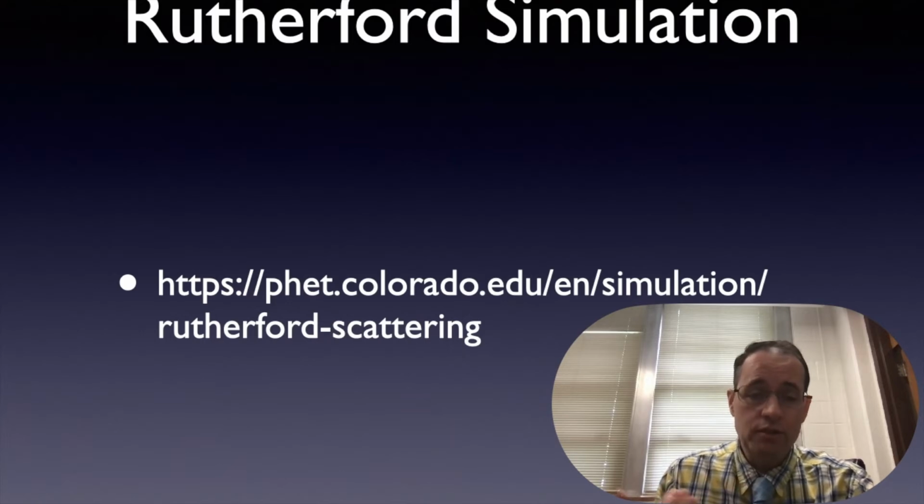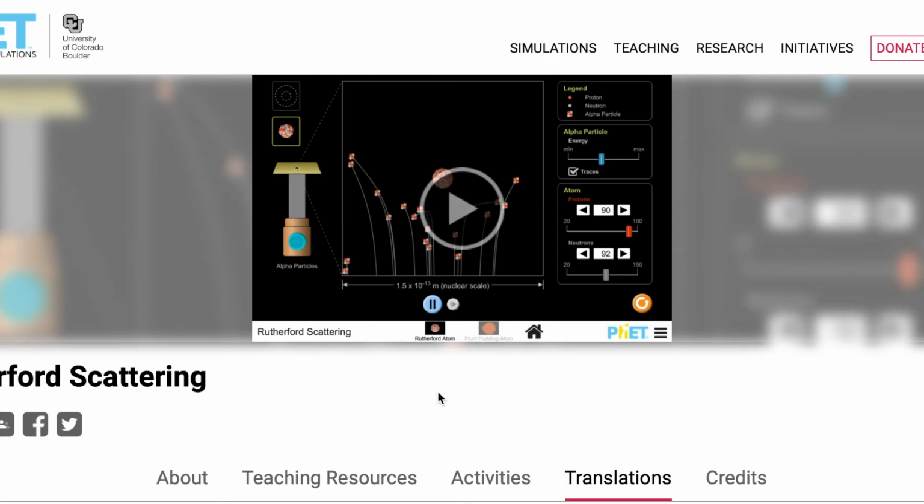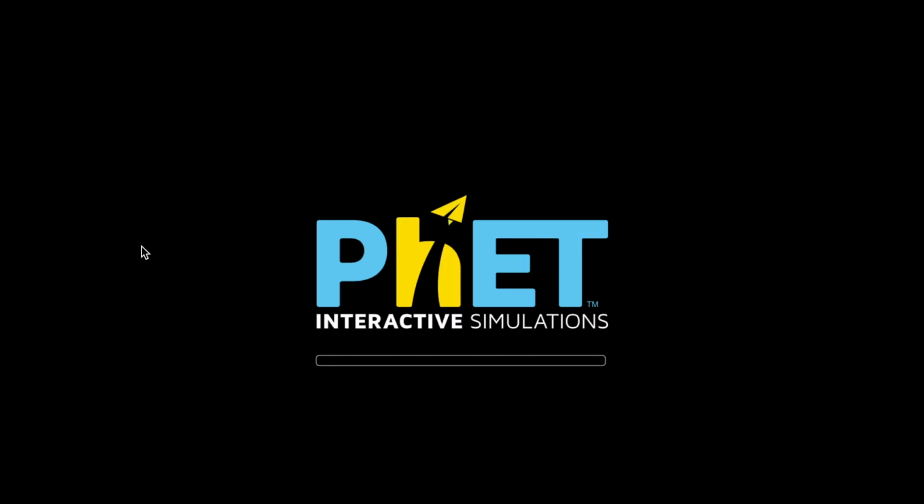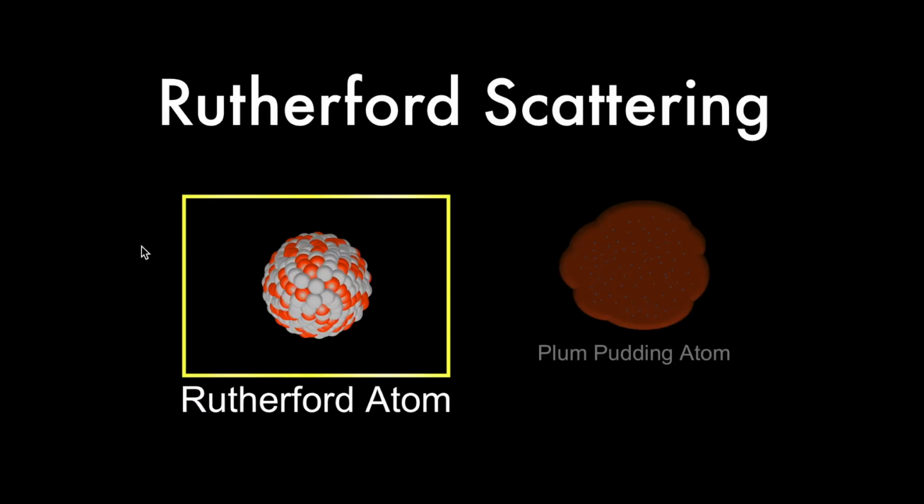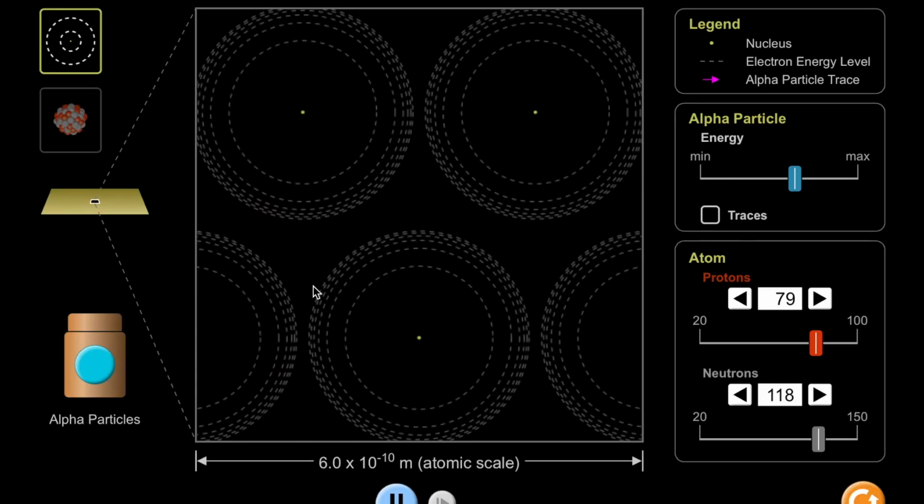I'll now show you a little bit about the PhET website. They have a lot of different interactive simulations. Check them out. This is the Rutherford scattering experiment. You just click on the play button, and this runs an HTML5 simulation, which runs on an iPad, even your phone, any computer you have that runs internet. So you can check out the plum pudding model, and then you can check out the Rutherford atom. So I'm going to click on the Rutherford atom here.